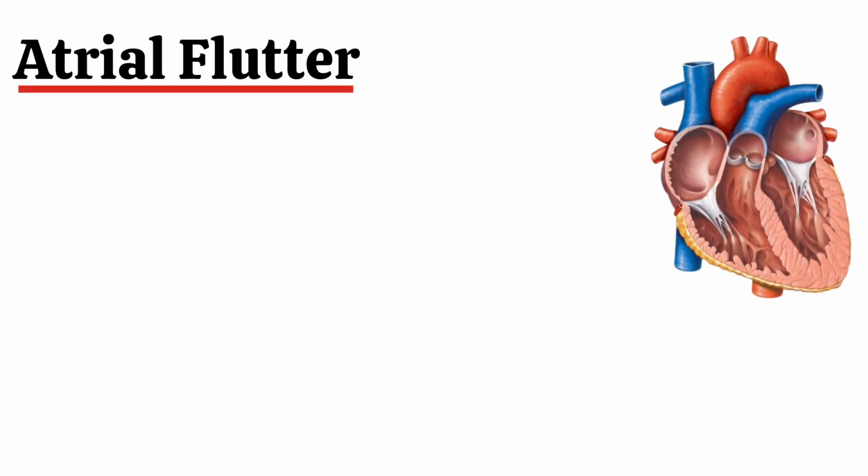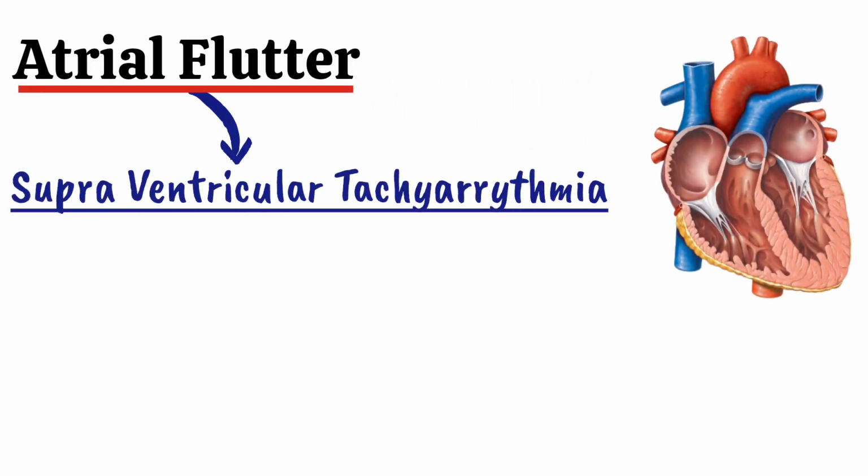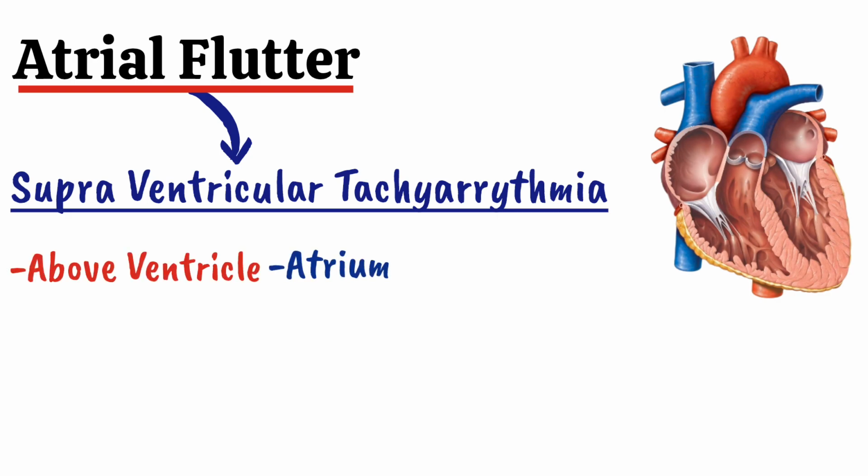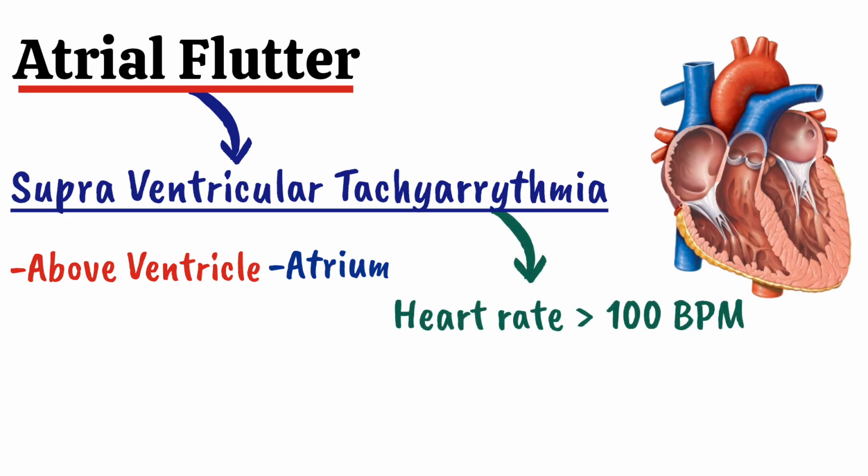So what is atrial flutter? Atrial flutter is a supraventricular tachyarrhythmia. What is meant by supraventricular tachyarrhythmia? It means that it is an arrhythmia which arises above the ventricle, meaning in the atrium, and it is a tachyarrhythmia, meaning that it will produce a heart rate above 100 beats per minute.